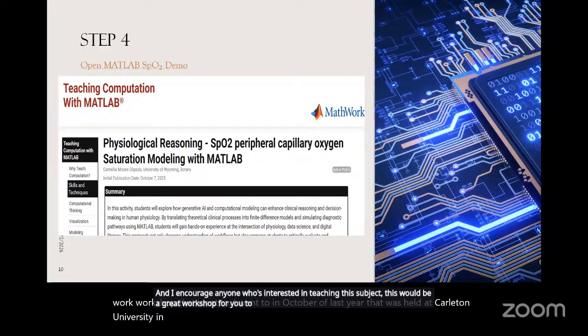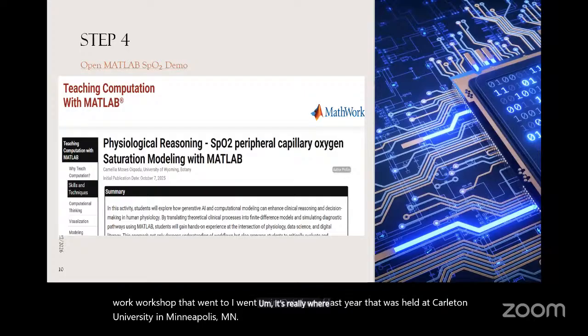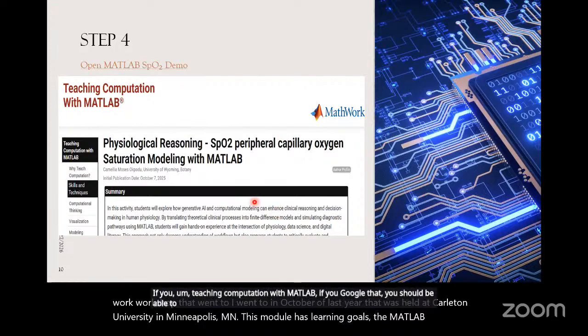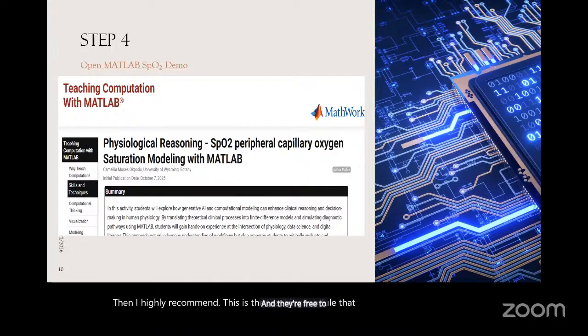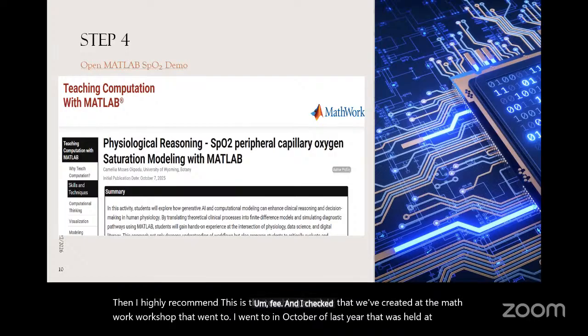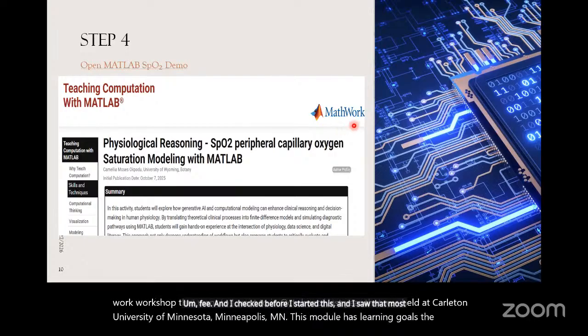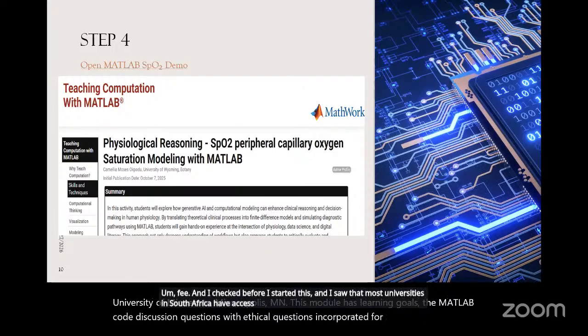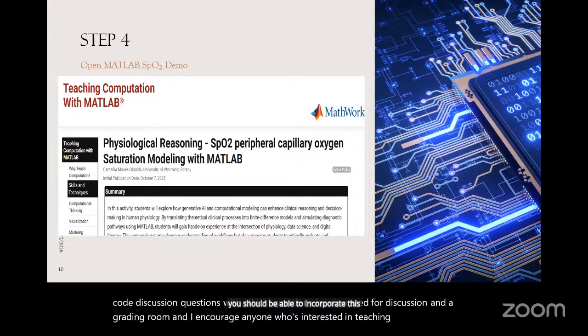And they often have scholarships to bring people in. It was really worth it. And they have a whole resource that you can go to if you're teaching computation with MATLAB. If you Google that, you should be able to bring that site up, and it's free for you to use. There's no fee. And I checked before I started this, and I saw that most universities in South Africa have access to MATLAB, that you have accounts, so you should be able to incorporate this into your teaching very easily.